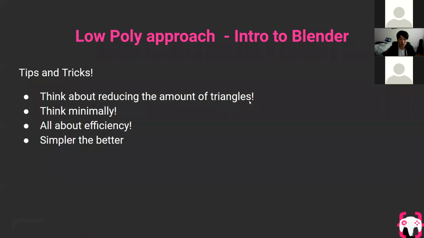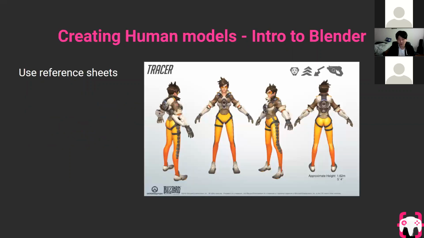So tips and tricks, try to reduce the amount of triangles that you're going to put within your mesh. Always think minimally. Simpler the better. Now this is important. If you suck at art, I suck at it too. Try to make it simple and try to communicate to the viewers what you really want to show. Now let's go into humans. Now humans are quite one of the most hardest things that you can end up doing, especially for games. Now a good way to do this is by using reference sheets.